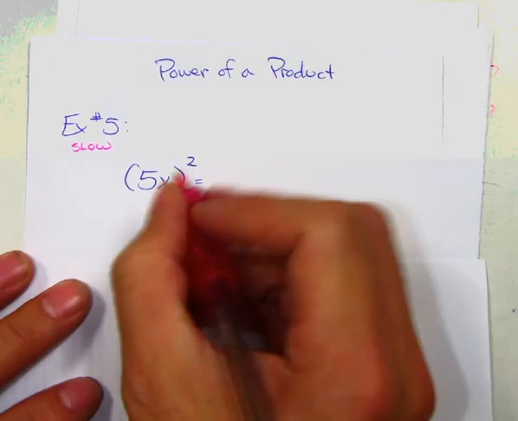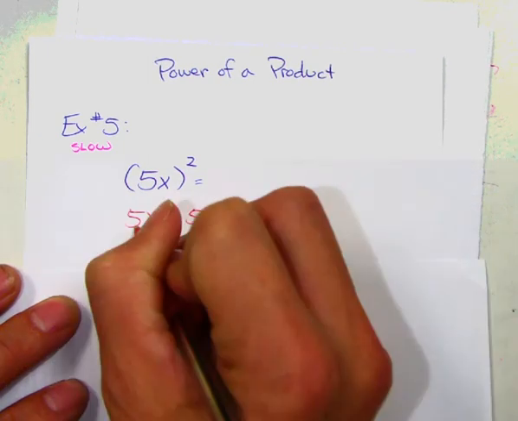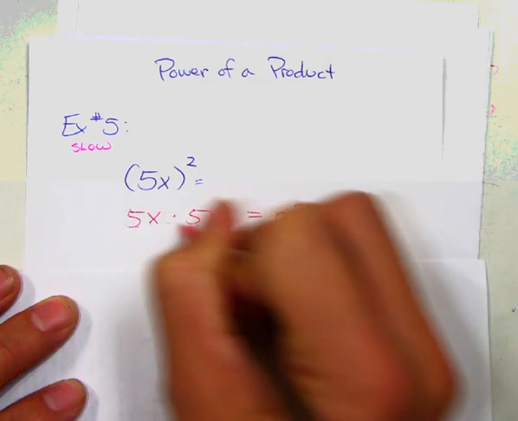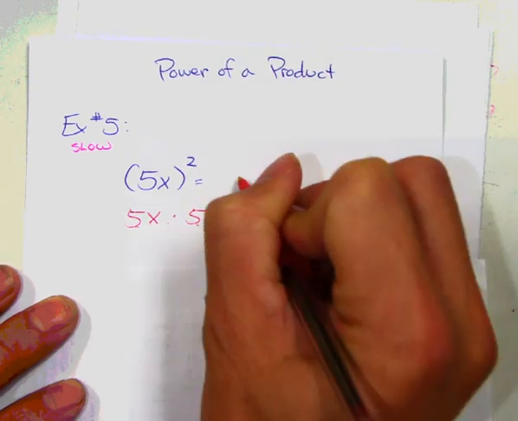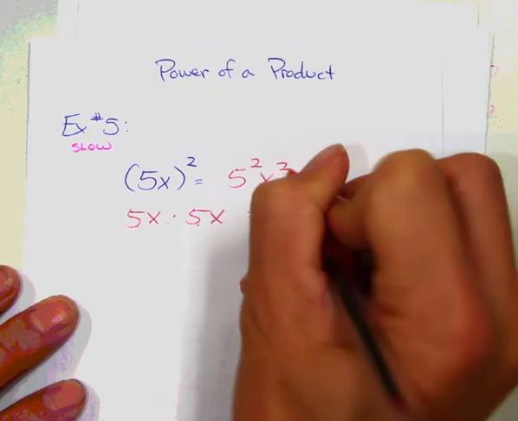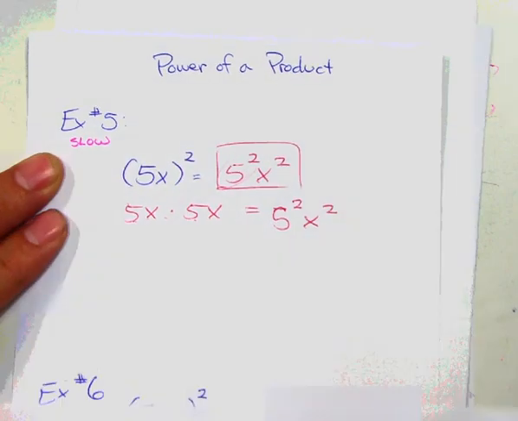All right, and for the last one, it's called the power of a product property. The slow way would be 5x times 5x. Well, that's really 5 times 5. Well, I'd say write it this way for now. x times x, x squared. So my answer here is 5 squared times x squared. And later in class, I'm going to want you to write 25 here, but I just want to show you that example. That's the slow way.